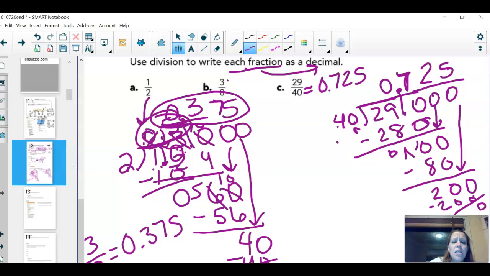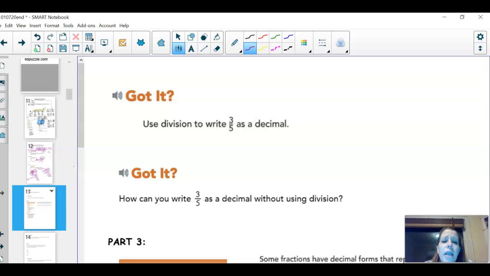So one way is division. However, sometimes that takes a long time when I don't really have to do it that way. So let's go ahead and check our got it's. I want you to pause the video. Feel free and rewrite. Feel free and try it again. Okay, how to do using division, write 3/5 as a decimal.